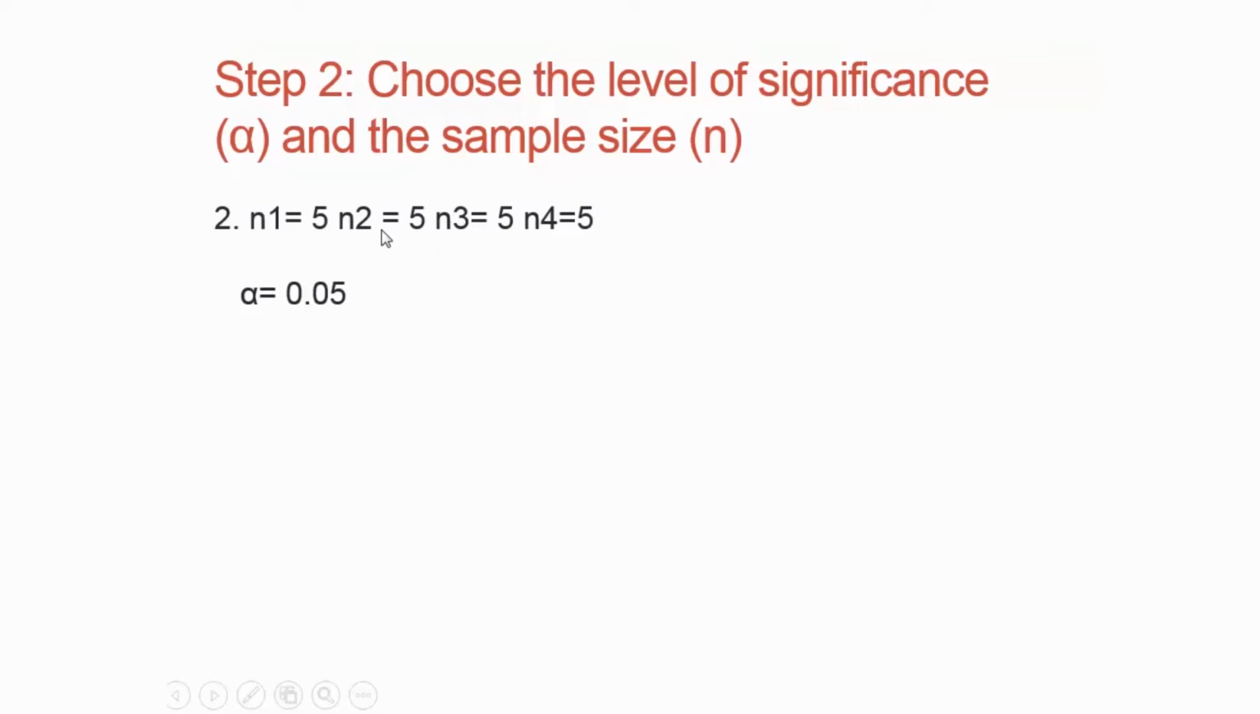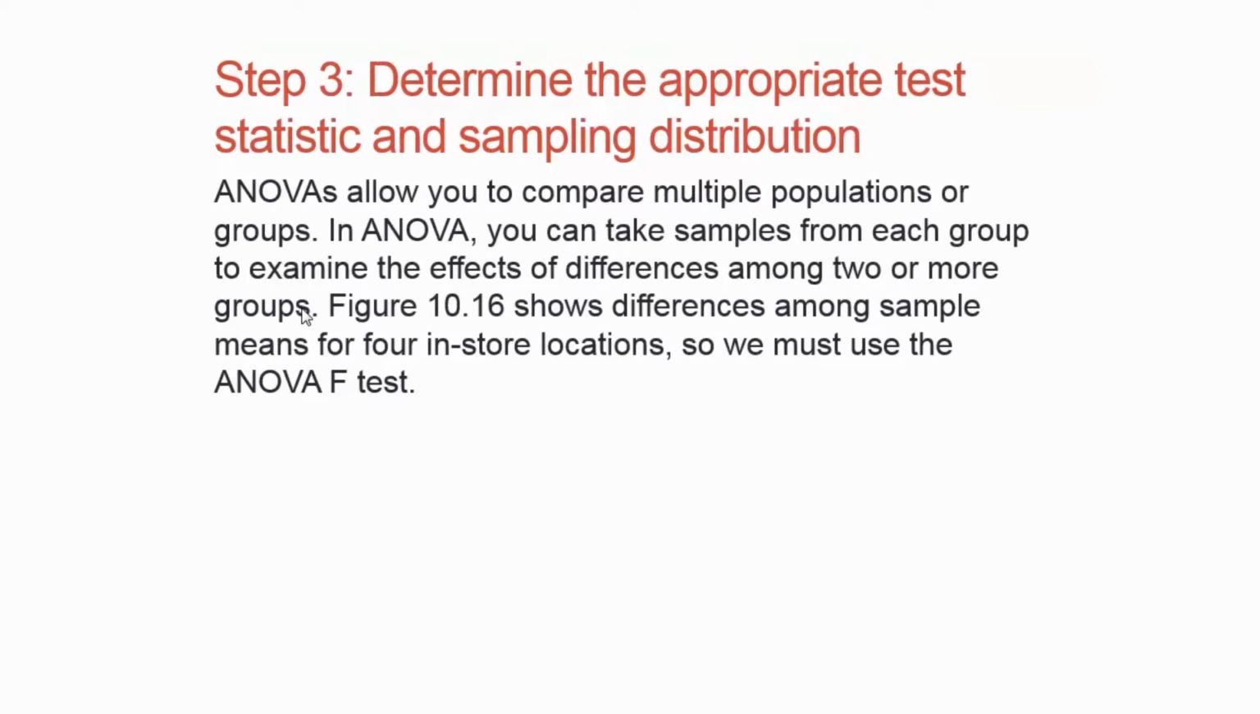Step 2, choose the level of significance and the sample size. So we've got a sample of size 5 for each one of the locations, and alpha equals 0.05. What test are we going to use? We're going to use analysis of variance to allow us to compare multiple populations or groups. Okay, 3 or more actually. In ANOVA, you can take samples from each group and figure out whether there is a significant difference among the groups. The figure shows differences in the sample means, so we're going to use the ANOVA F-test. Again, the assumptions here would be what? Independent random samples, normally distributed populations, and equal variances.